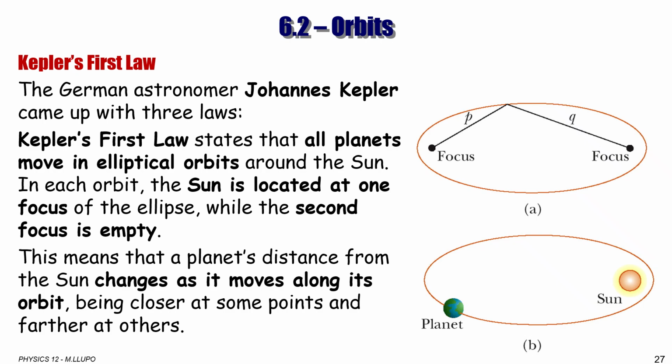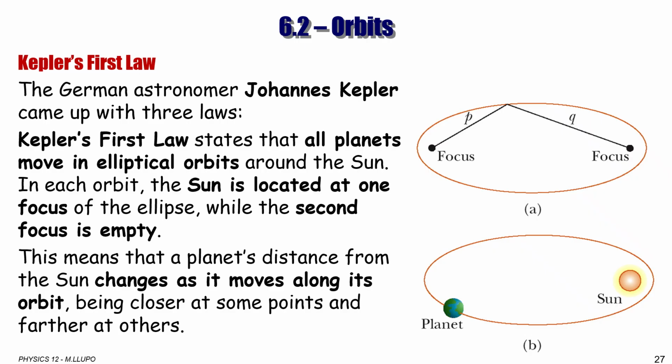The German astronomer Johannes Kepler came up with three laws. The first one states that all planets move in an elliptical orbit around the Sun. In each orbit, the Sun is located in one focus of the ellipse, while the second one is empty. This means that the planet's distance from the Sun changes as it moves along its orbit. Sometimes it's closer, sometimes it's further away.